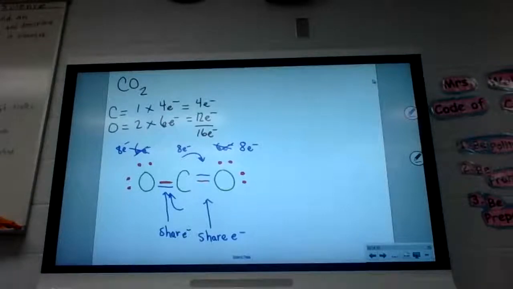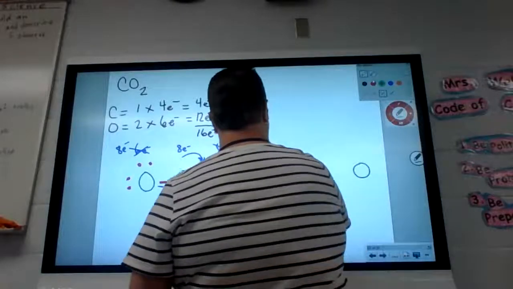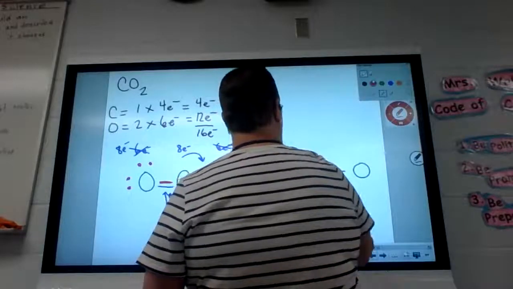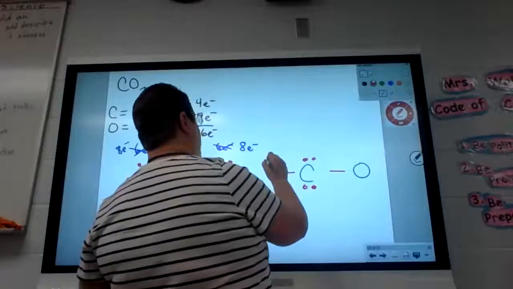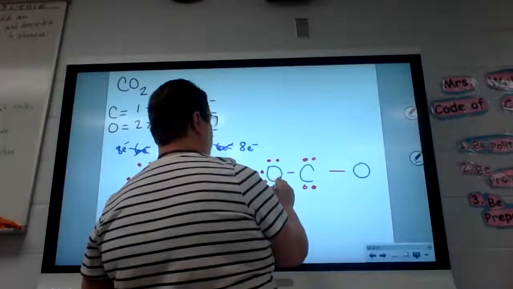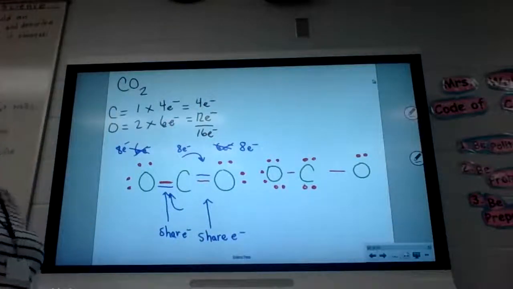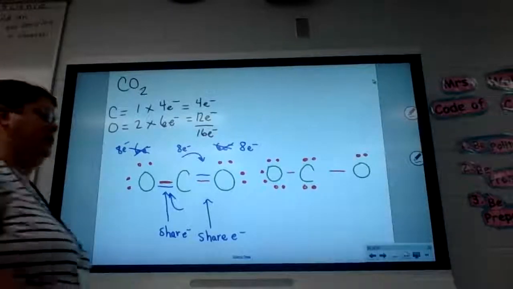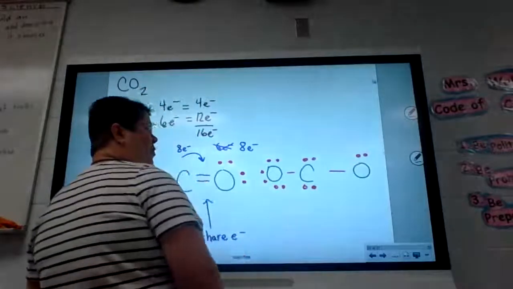Does each element have 8? Yes. Now, what if you were the person who said, when I drew these in a minute ago, remember when I said you want to do 4 and 4 or 6 and 2? What if you were the person who said, let's do 6 and 2, Miss Wall? You would have had this. Do I have 16 drawn in? Yeah. Does everybody have 8? No. This one has 8. This one has 8. This one has how many? 4. So what do we have to do here?